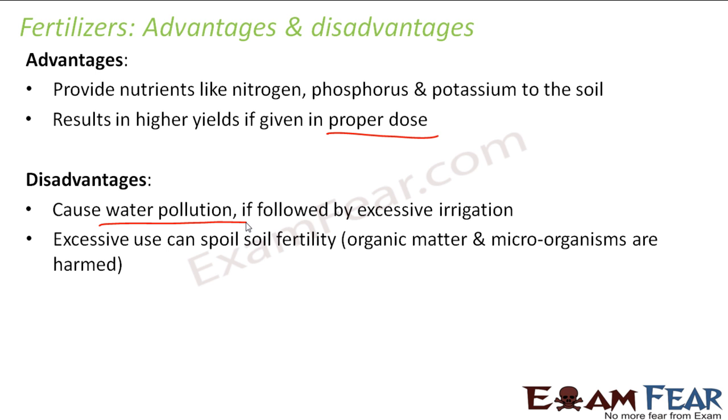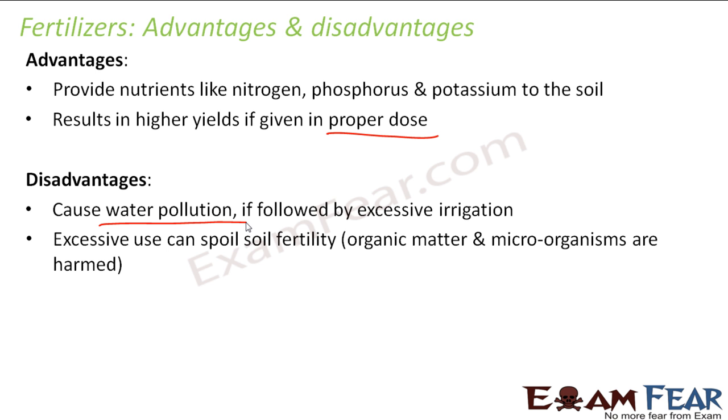That means the soil can become less fertile. Why? Because too much fertilizer is nothing but chemicals. Now when so much of chemicals are being applied to the soil, there are so many microorganisms present inside the soil, and these microorganisms are the ones which actually help in decomposition, right? So what will happen? The microorganisms will get killed.